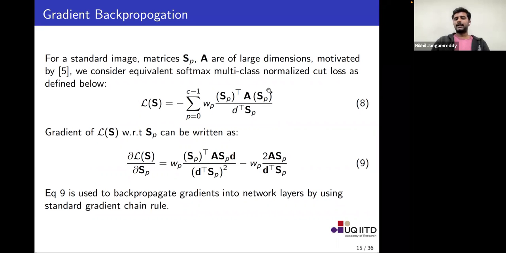There are techniques in the literature to compute A cross SP faster. These are called bilateral filtering based approaches to multiply A cross SP in a speedy manner. Overall, equation number 8 will be our loss function, and we calculate the gradient of L of S with respect to SP, and dou of L of S by dou of SP is shown in equation number 9. This is used to backpropagate the gradients into network layers.